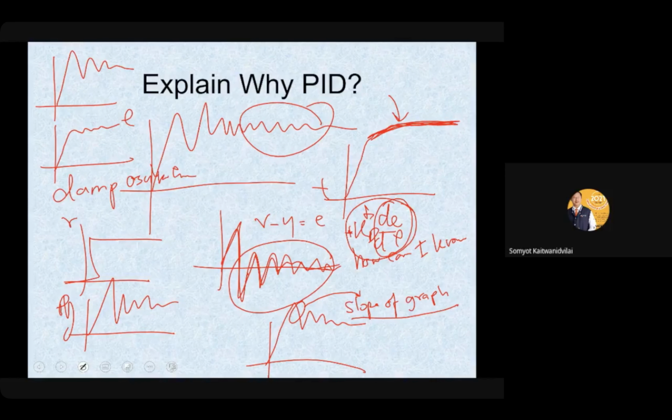Okay, you can have this rule of thumb here. Even with just these three rules, you can tune the controller for everything in the world. Enough.